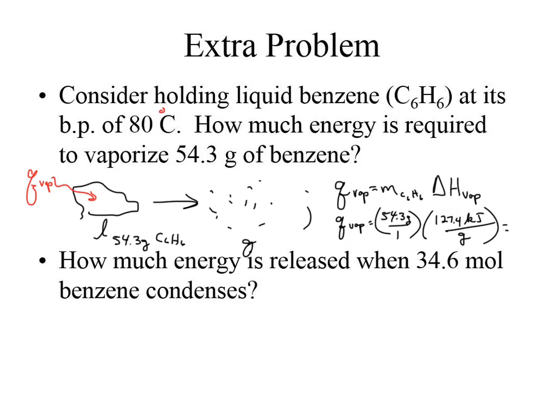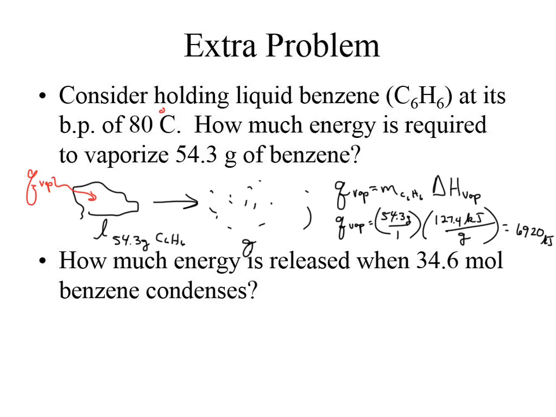Okay, so rounded to 3 sig figs, 54.3 times 127.4. I got 1917.82. So rounded to 3 sig figs, let's leave it not in scientific notation, I got 6920 kilojoules of energy is required.